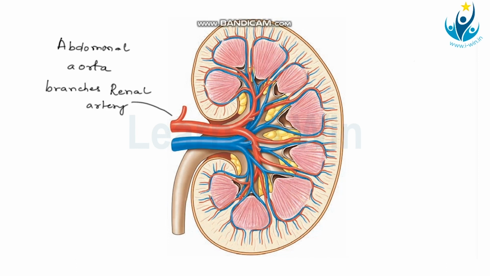So this is our renal artery. There will be two renal arteries. One will be entering into the left kidney and another one will be entering into the right kidney. So this renal artery enters into the kidney via this space which we have already discussed, known as the hilum.